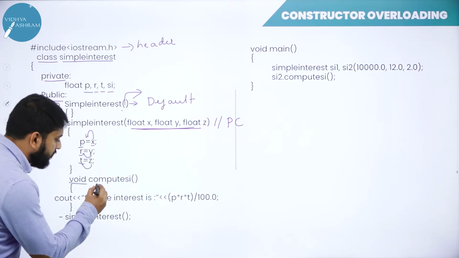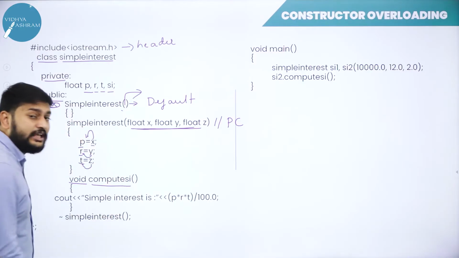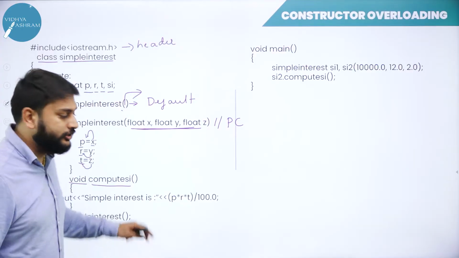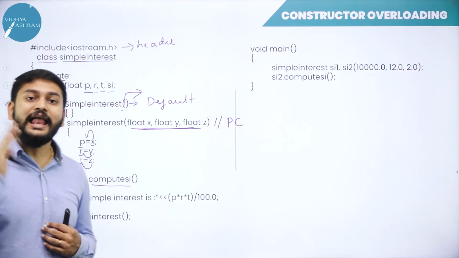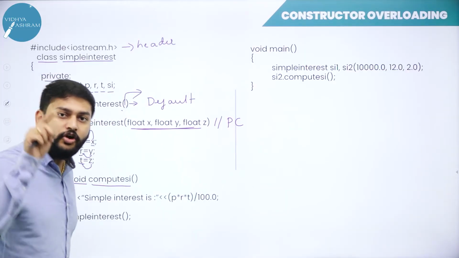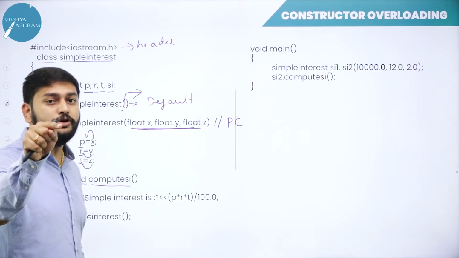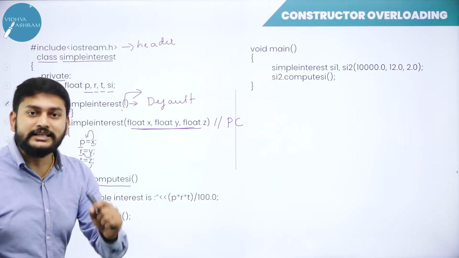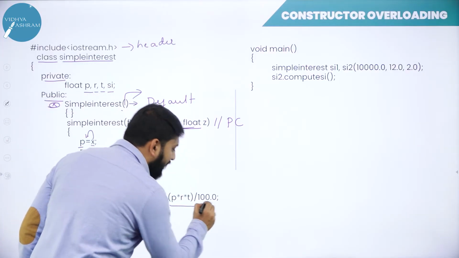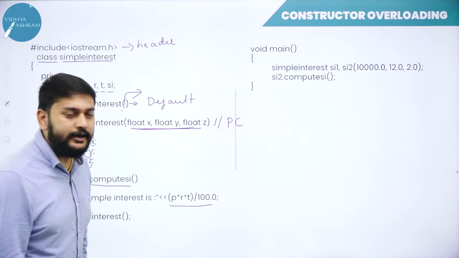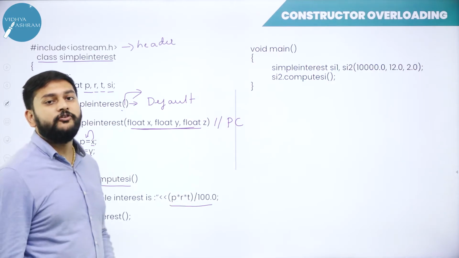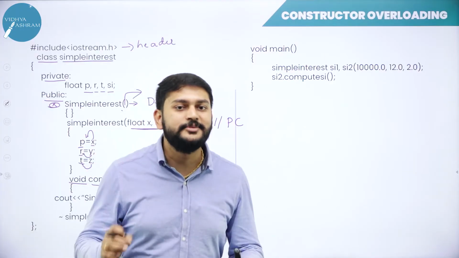So what is the name of the function? My dear students, computeSI. ComputeSI, in short, means compute simple interest. So this function will help me to calculate the simple interest. If I call this function, my dear students, I will be able to calculate the simple interest. I've already told you the formula to calculate the simple interest: PTR by 100. So that is what you need to remember. If I call this function, I will be calculating the simple interest.